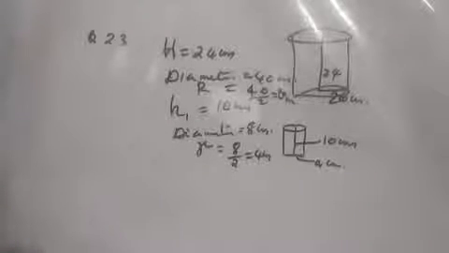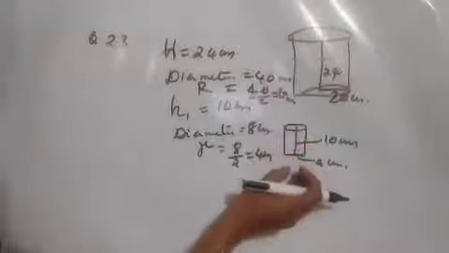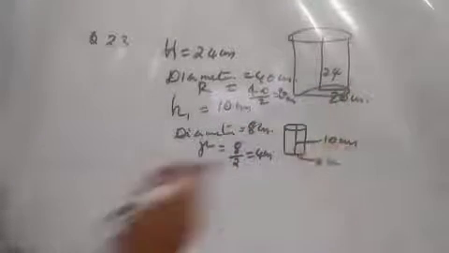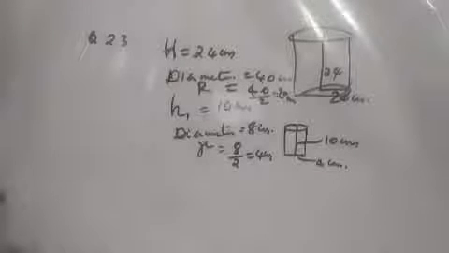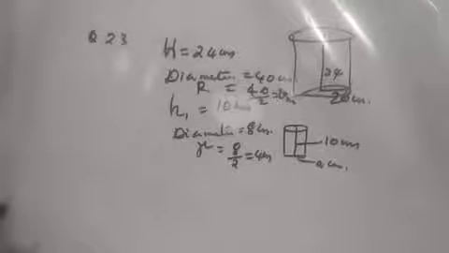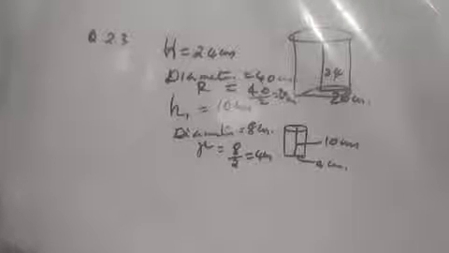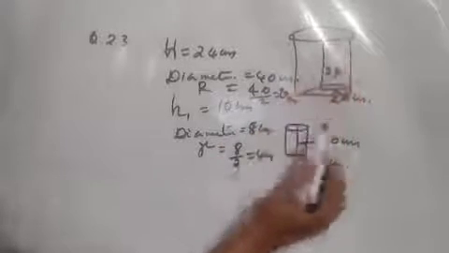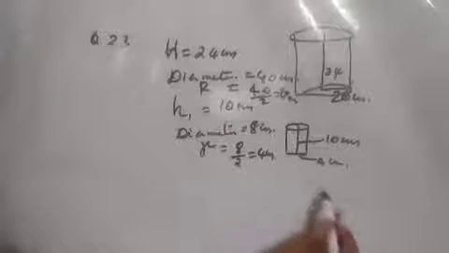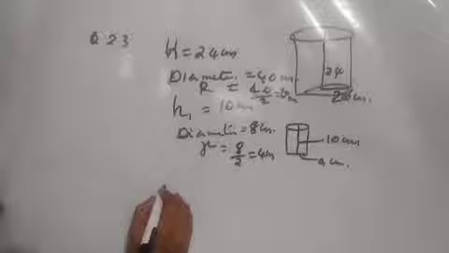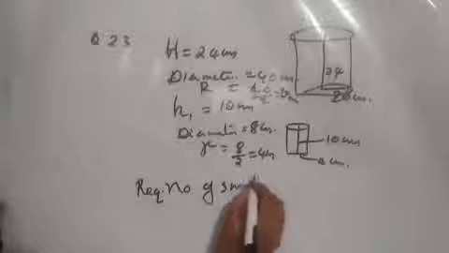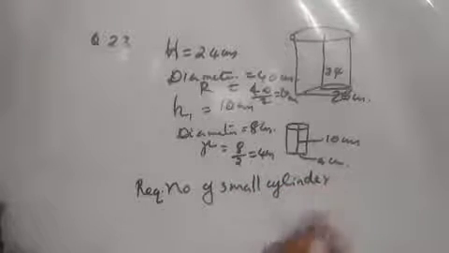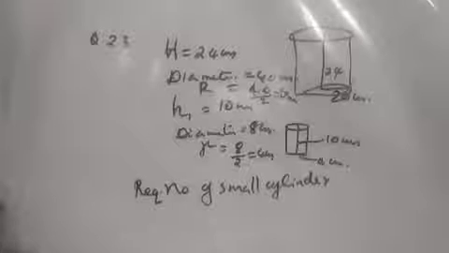So this cylinder is full of water, and if you take this small cylinder and measure this water with the help of the small cylinder, how many cylinders we need to fill that water? So how many small cylinders are needed? How can we obtain that? Yes, volume of large cylinder must be equal to a particular number into volume of small cylinder. So how can we obtain the required number of cylinders?